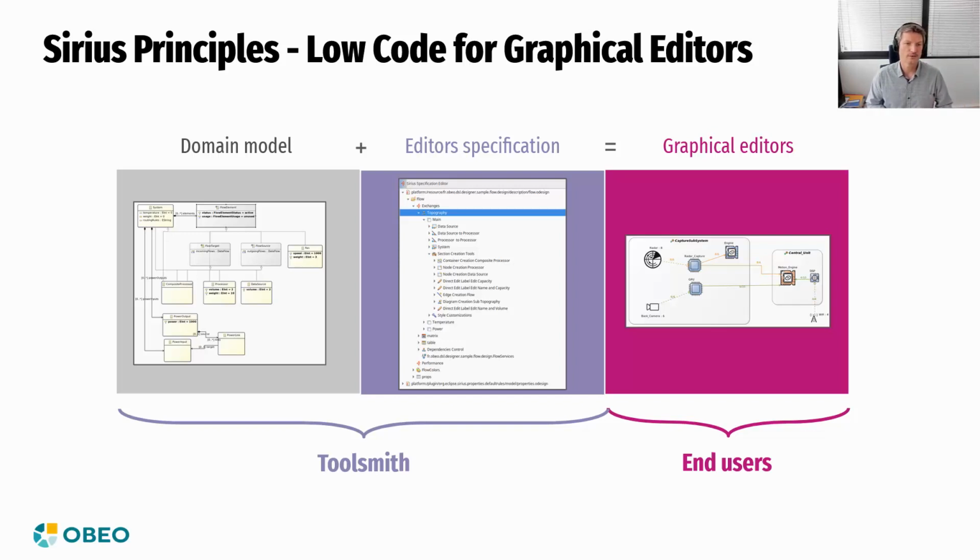First, you can define your own domain language with dedicated models. You can also define and configure the editors, the look and feel, and the tooling in a way where you don't have to code these behaviors. These two parts are made by the toolsmith, and the Sirius engine interprets these two files to render the final graphical editors for the end users. You have different kinds of representations: diagrams are one of them, and you can also have tables, form-based editors, and so on.